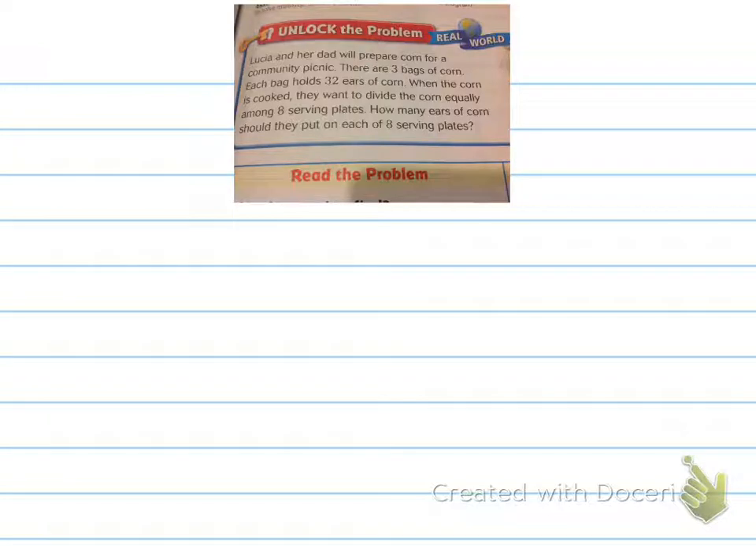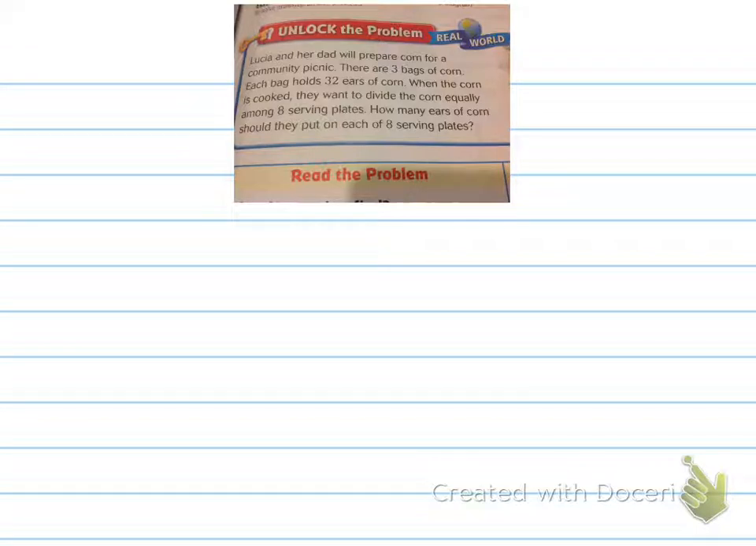So, here's a problem from our book. Lucia and her dad will prepare corn for a community picnic. There are 3 bags of corn. Each bag holds 32 ears of corn. When the corn is cooked, they want to divide the corn equally among 8 serving plates. How many ears of corn should they put on each of 8 serving plates?